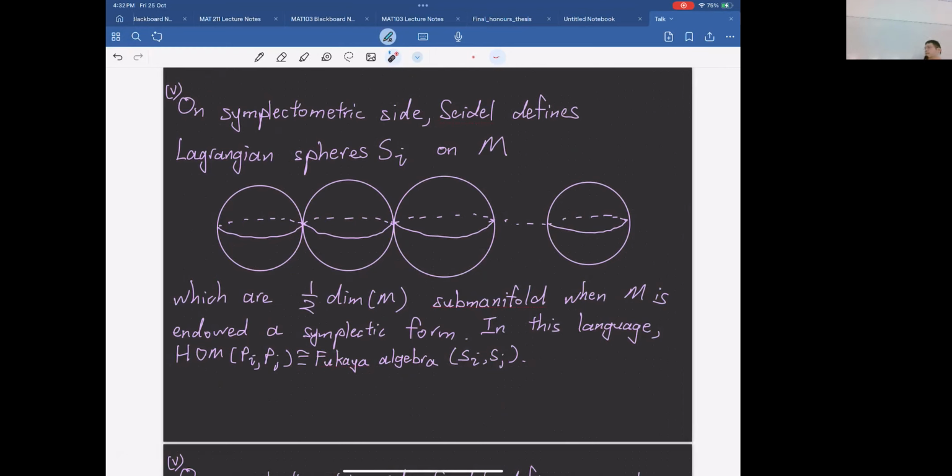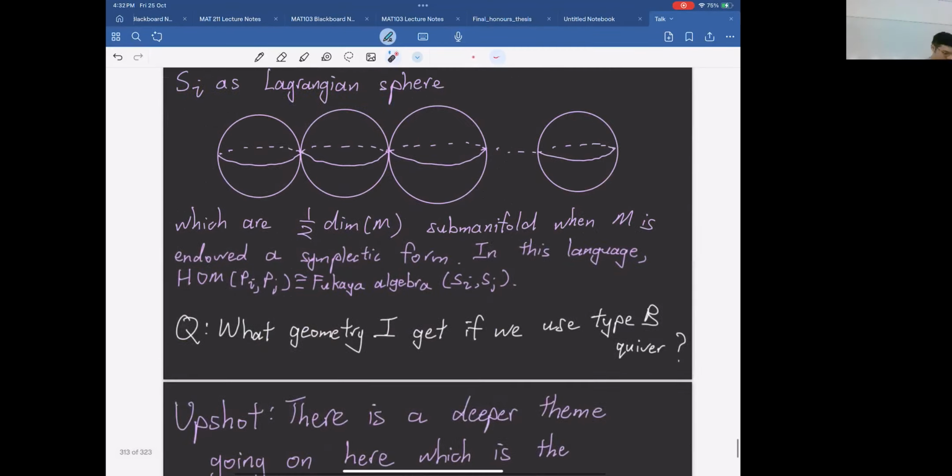Second, on the symplectic side, what Seidel did was define a bunch of Lagrangian spheres. These are Lagrangian submanifolds, so they are half the dimension of the original space. So this M is exactly the Milnor fiber just now, but they can put a symplectic form on it, so it becomes a symplectic manifold. So in this language here, the Hom space will become the Fukaya algebra of the Lagrangian spheres. Okay, become a Fukaya algebra. So there's an A infinity structure here, if you like. So there's an A infinity category involved, but a very simple case.